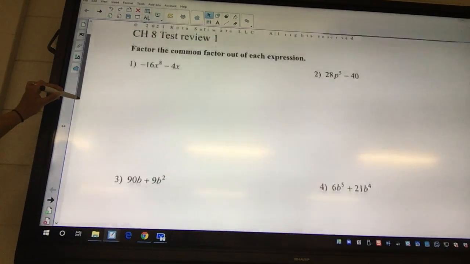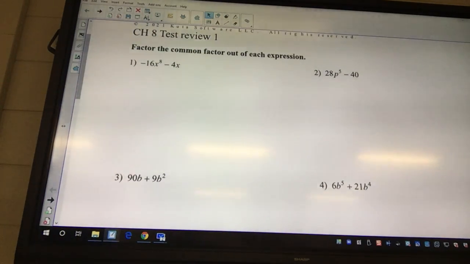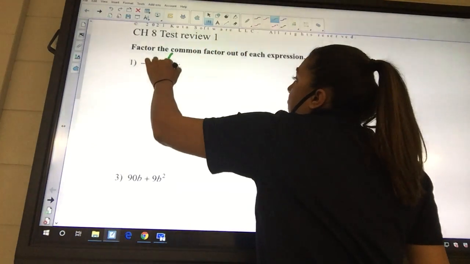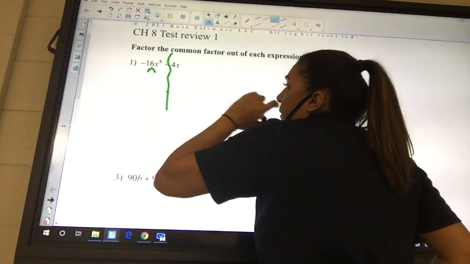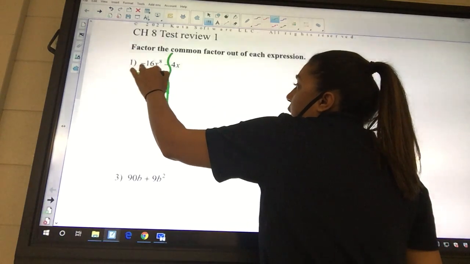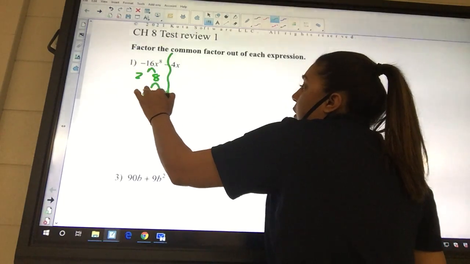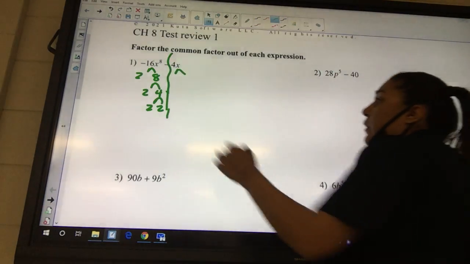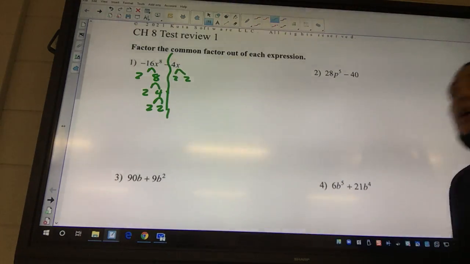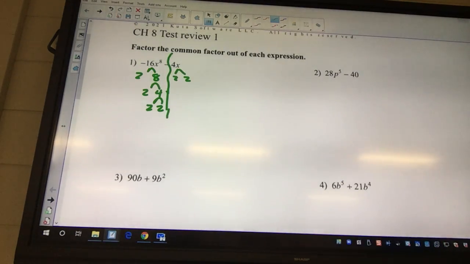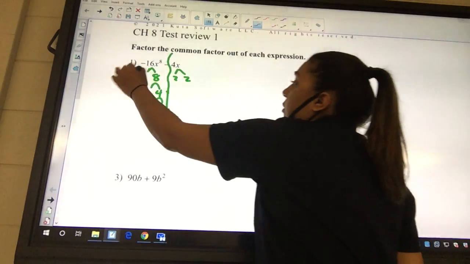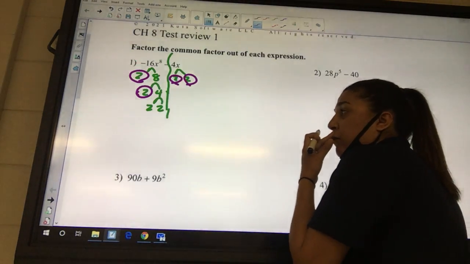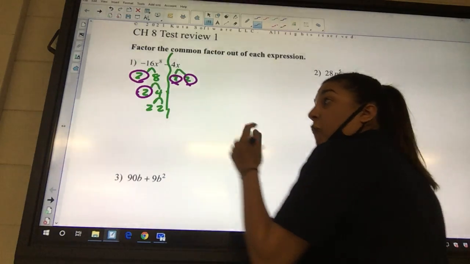Okay, these first ones are GCF. So the GCF, you can factor these out. You can draw yourself a little line. And what are some factors of 16? 2 and 8, 2 and 4, 2 and 2. Okay, and then we need some factors of 4. 2 and 2. Okay, so what can we circle? What are matchies? 2 and 2. So we got 2 sets of 2. So our number on the outside is going to be what? A 4.